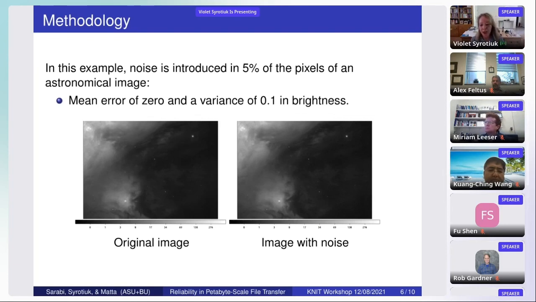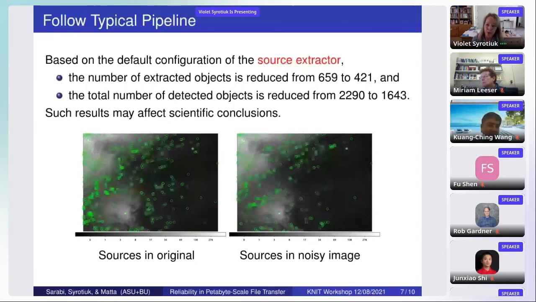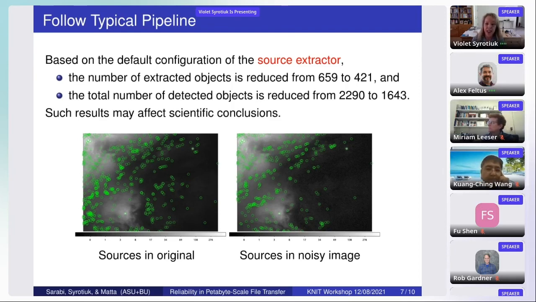And so if we look at what the source extractor is able to find, it uses machine learning techniques to be able to identify the sources in the images. You can see that the original image had 659 stars, but in the noisy image, there were only 421 of them detected.